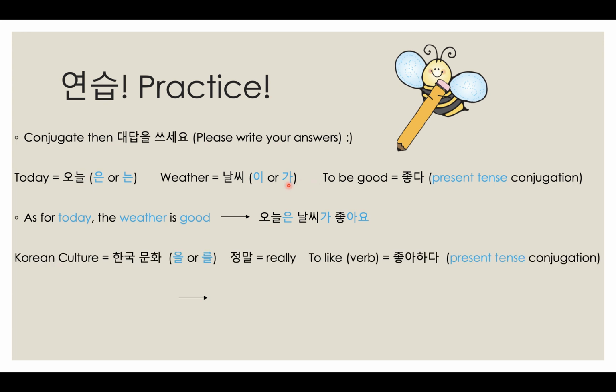Okay, last example. Korean culture. 한국 문화. 를, 정말, really, to like, which is a verb. 좋아하다, present tense conjugation we can go ahead and do again. And again, this is written in the same word order up above, so follow the order that they are written here. And remember to keep in mind that 좋아하다 is again a verb, so you will go ahead and use the object marking particle. Go ahead and pause the video again and press play when you're ready to check your answer.